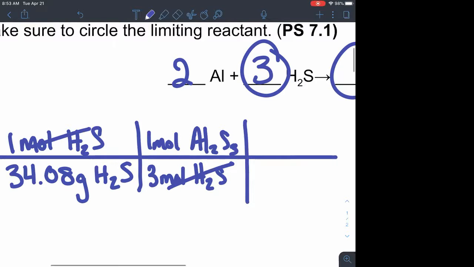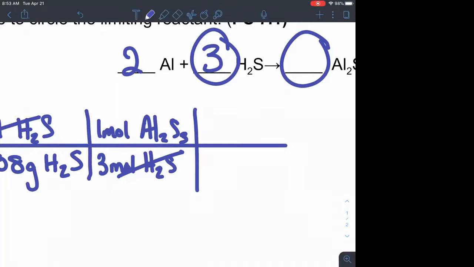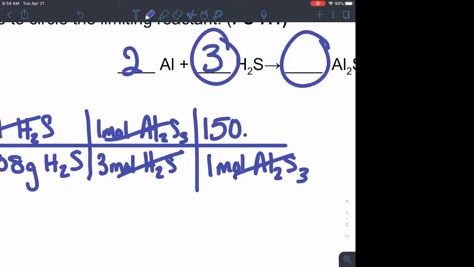And then our last step is just to do our molar mass again, but this time the molar mass of what compound? That's right, we're doing the molar mass of aluminum sulfide this time. So the 1 mole for our molar mass is going to go on the bottom this time because we want those to cancel. And on top, we're going to put our molar mass of 150.14 grams of aluminum sulfide.